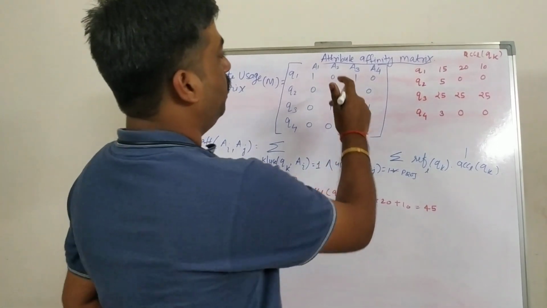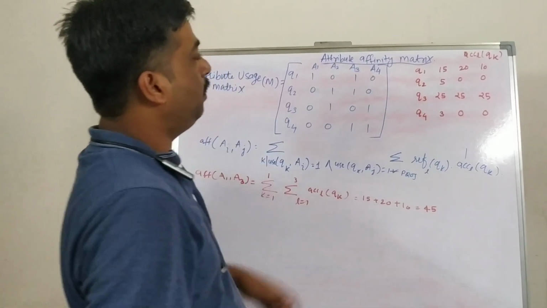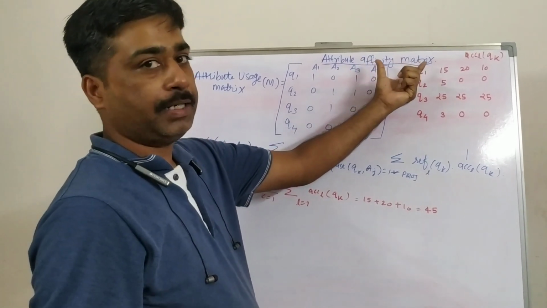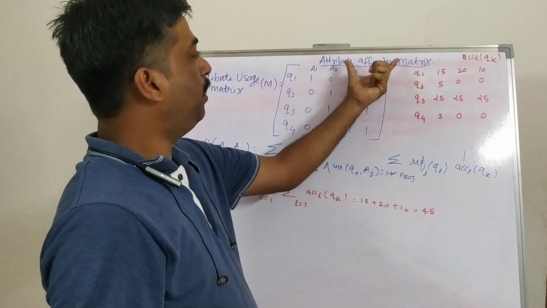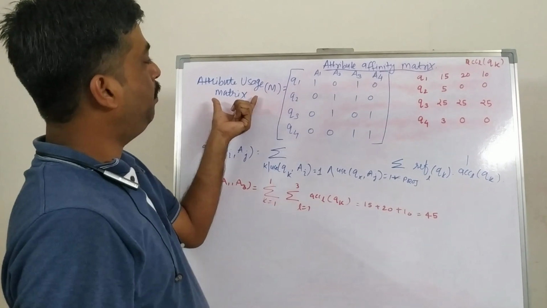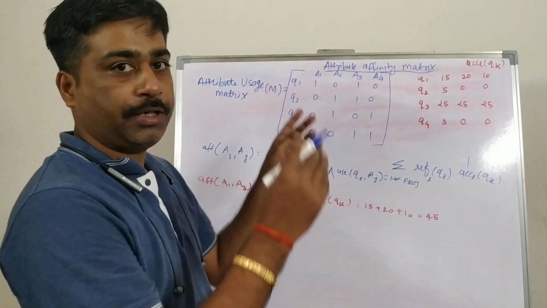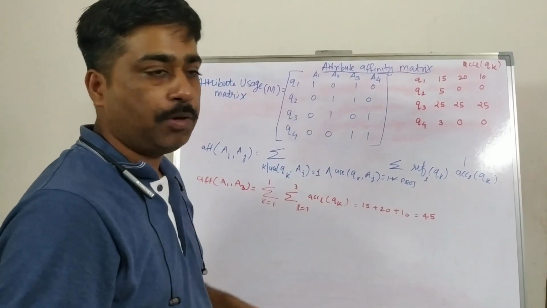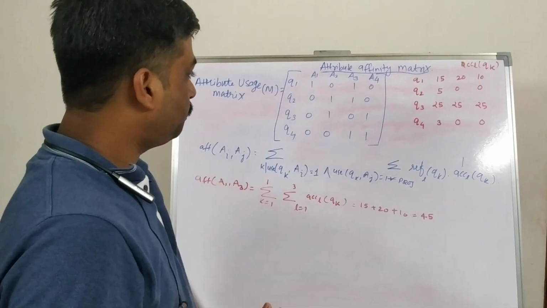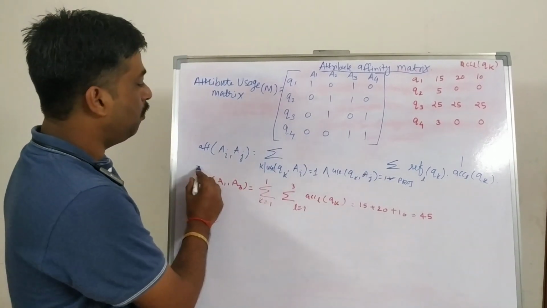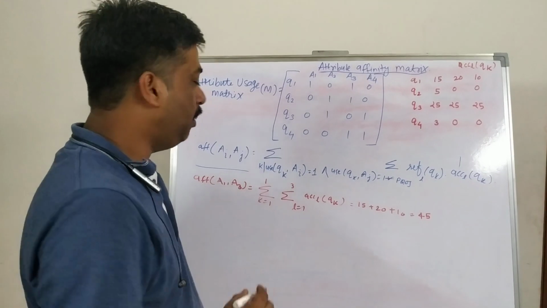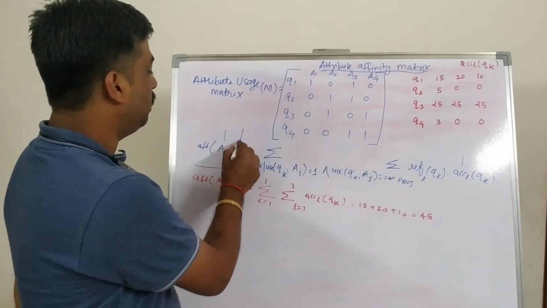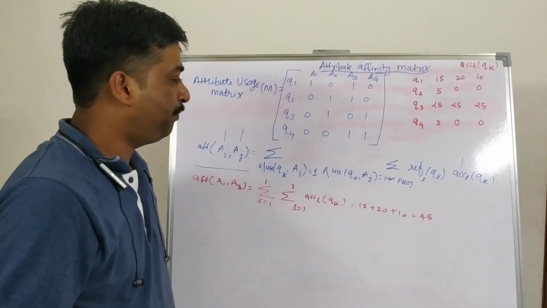So in this video we will be calculating the attribute affinity matrix. In our earlier video we have seen how to calculate the attribute usage matrix from a set of queries on a table project. So this is the formula for calculating the affinity value between two variables ai and aj.